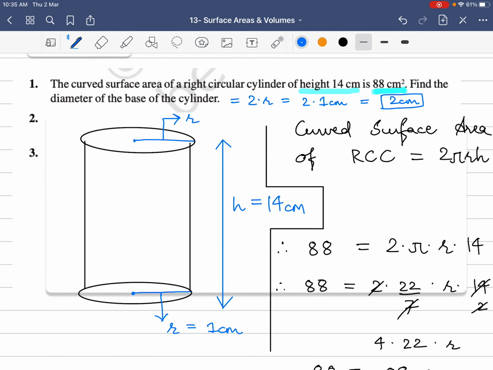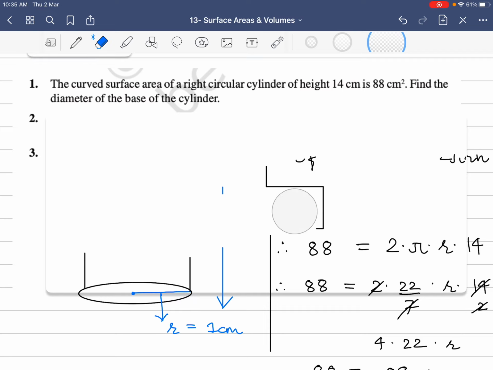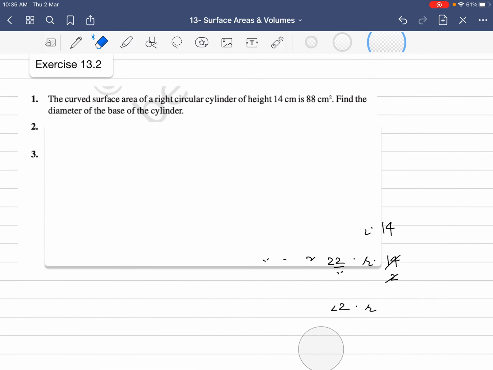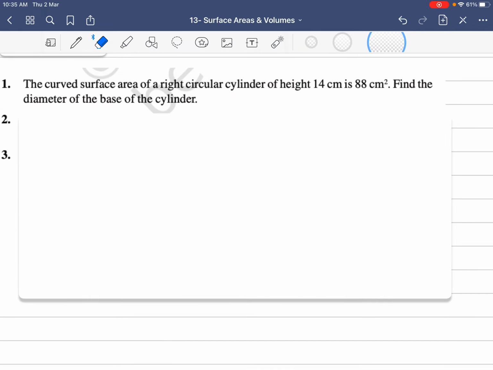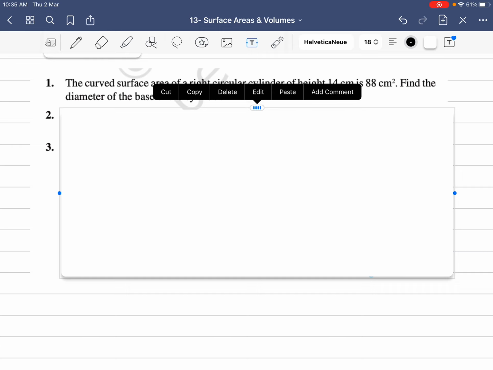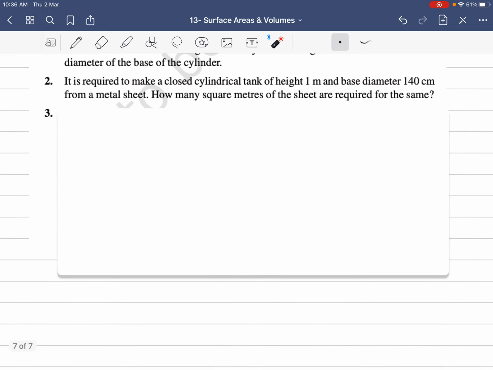All we have to do is use this standard formula for the curved surface area and just substitute the values and find the value of R. Now let's quickly erase everything and go to question number 2. Yes, this is our question number 2. Now let's read the question. So let's bring it in the focus.